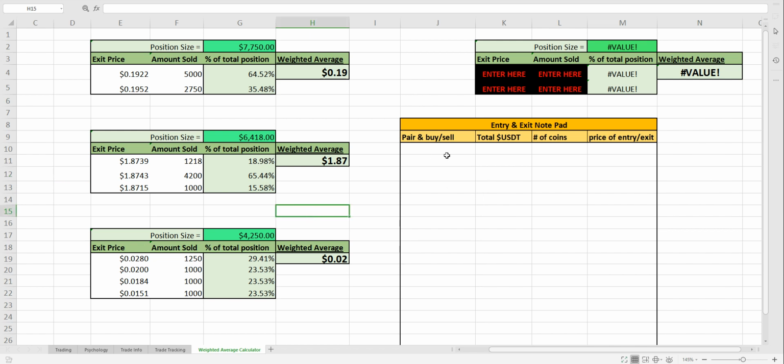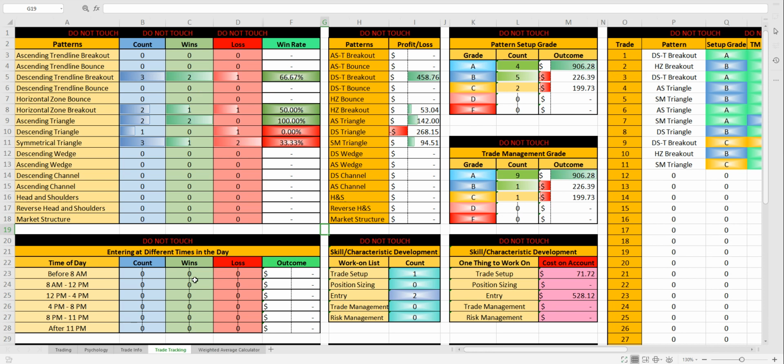This is a really, really easy and quick way to figure out where your weighted average is. I put 2, 3, and 4. I don't really think we're going to have take profits or entries scaling in more than 4 personally, but you can obviously just double it up because it's a weighted average. You can just reuse this by adding more information into it. And that is the trade tracking template.